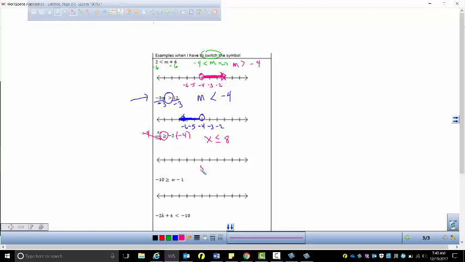So I go 8, 9, 10, and 7 and 6 go here. At 8, my circle is filled in. My symbol is now less than, so I go to the left.